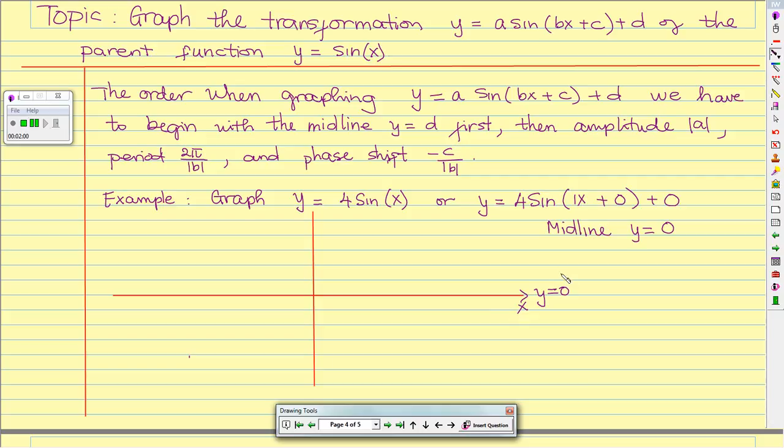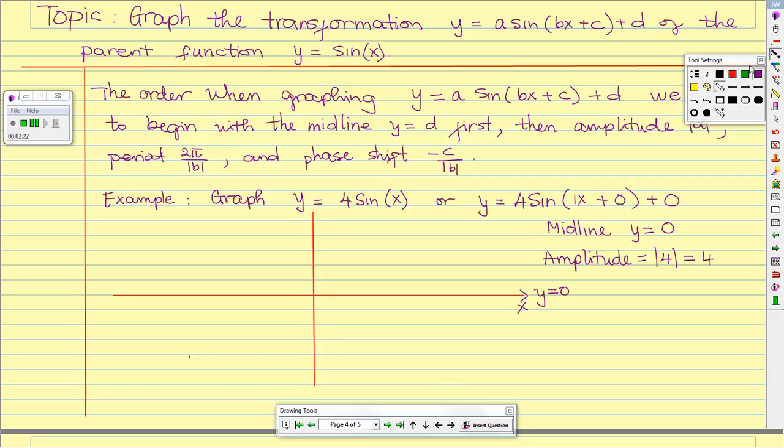Next step, I'm going to find the amplitude. Amplitude is the absolute value of a. So in this case, the absolute value of 4, which equals 4. It means that I'm going to draw two lines, one above the midline and one below the midline.